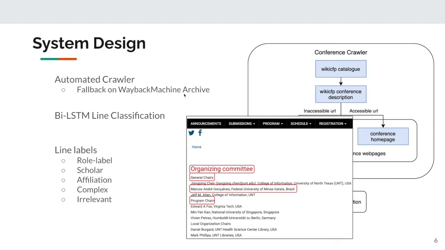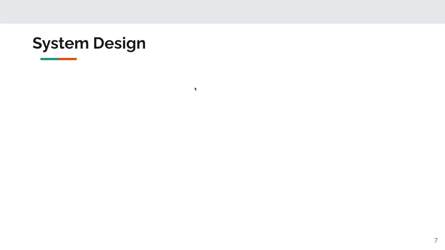And of course, lastly, irrelevant if the line does not contain any information that we need. And with our BioLSTM, we are able to achieve an F1 score of 97% for 12,000 hand-labeled lines. Now, with the relevant lines at our disposal, we perform named entity recognition to retrieve individual entities.